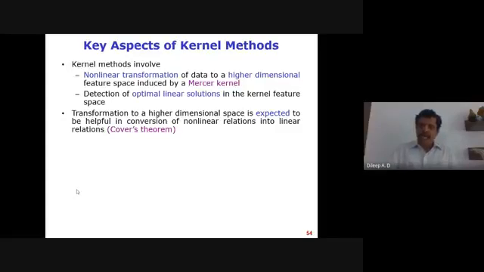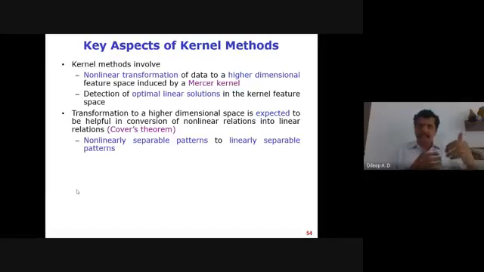So if I'm able to do this transformation, you can see that instead of doing the support vector machine, finding the optimal separating hyperplane in the input space, I can find the linear discriminant function in the higher dimensional feature space. That is the idea over here.